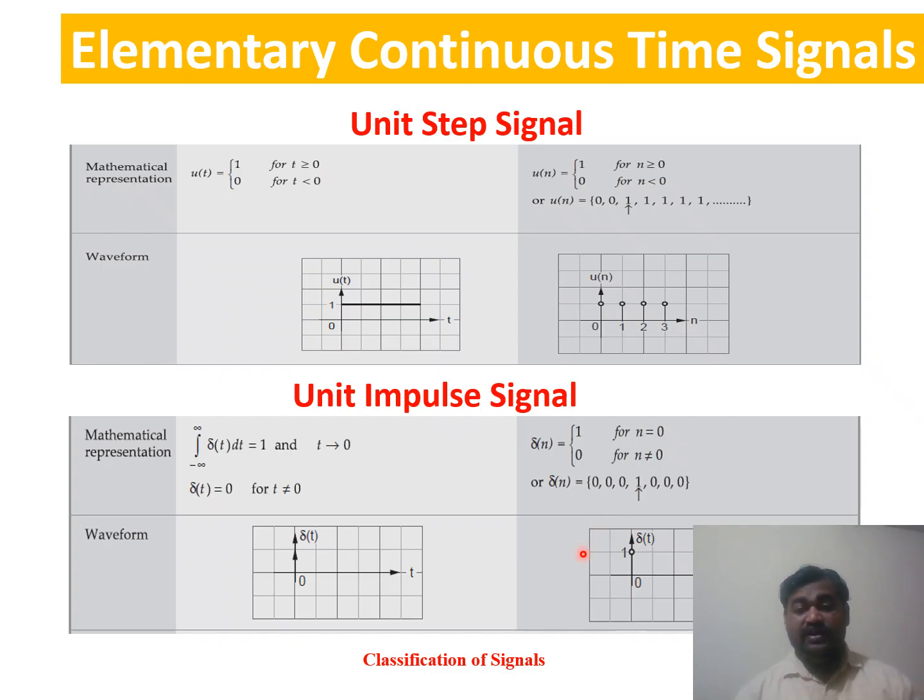Similarly, in case of the discrete time signal, del of n equal to 1 for n equal to 0, and 0 otherwise. At time t equal to 0, the value is 1, for all other values it is 0. This is a unit impulse signal.